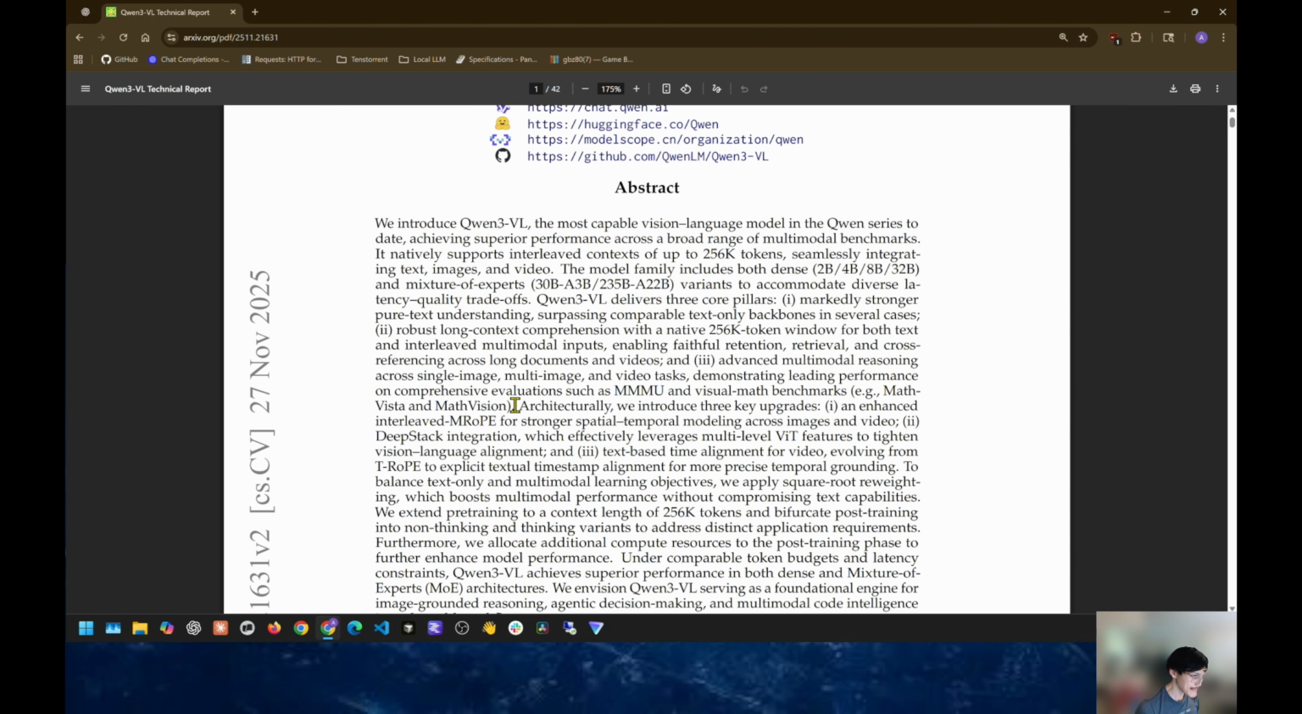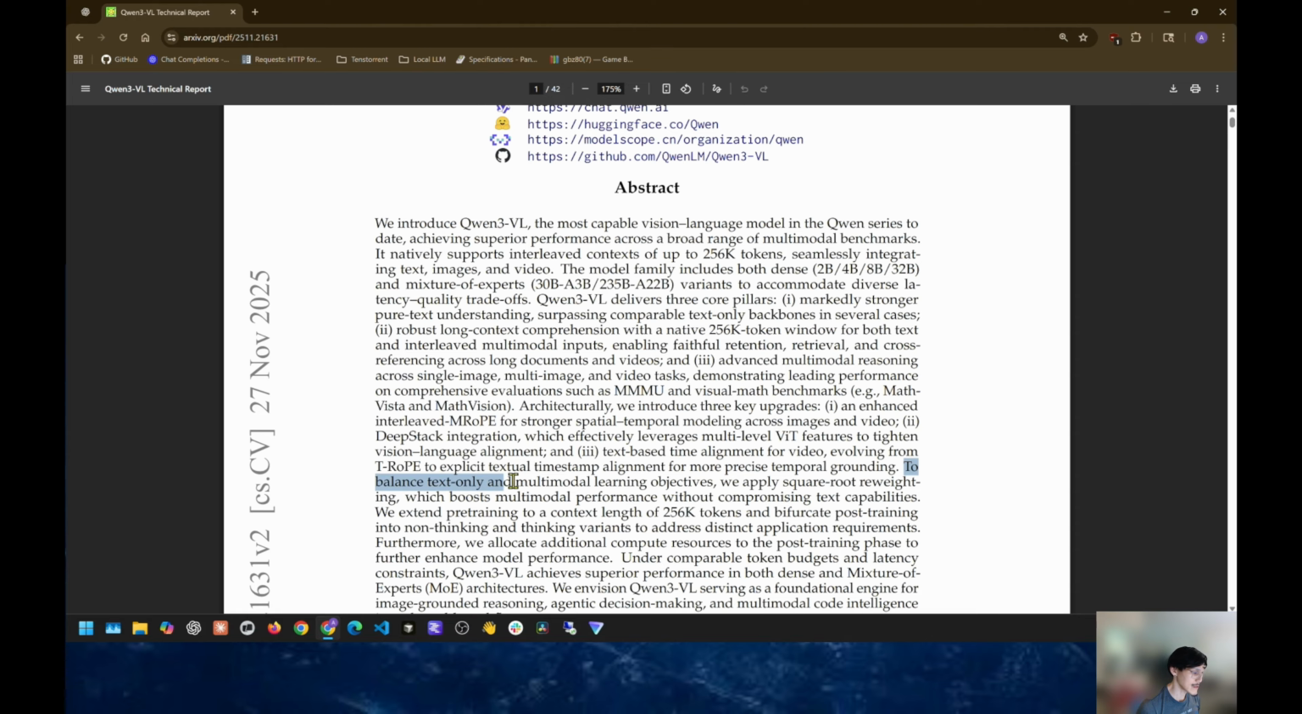Okay, architecturally, we introduced three key upgrades. First, an enhanced interleaved MRoPE for stronger spatial-temporal modeling across images and videos. Two, DeepStack integration, which effectively leverages multi-level vision transformer (ViT) features to tighten vision-language alignment. And three, text-based time alignment for video, evolving from T-RoPE to explicit textual timestamp alignment for more precise temporal grounding.